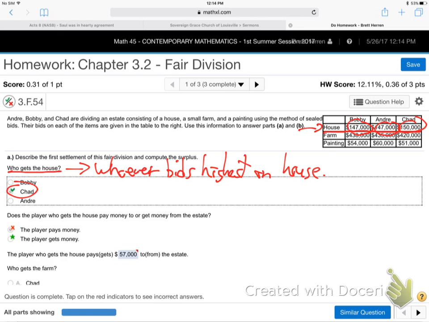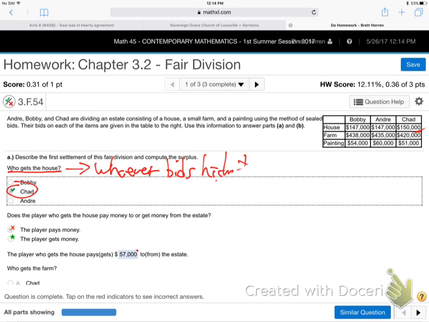Next one. Does the player who gets the house pay money to or get money from the estate? Yeah, good question. Oh, we have to do all that right now? Okay, I guess we do. I thought we were going to kind of ease in. I guess not. All right, so what does that all mean?